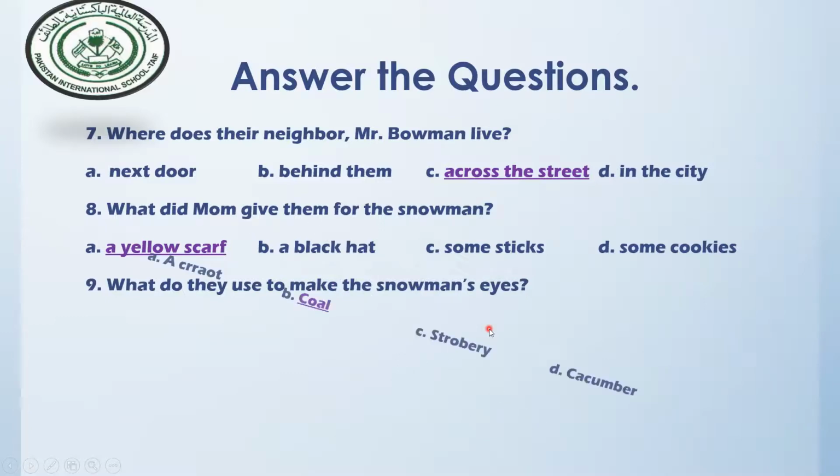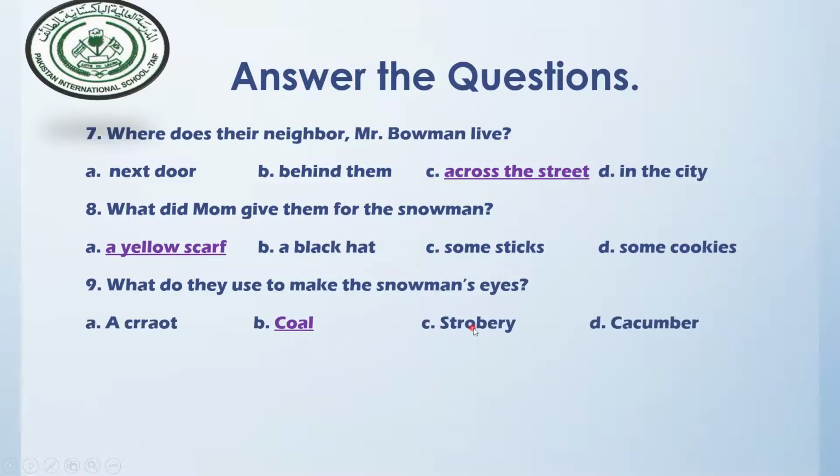Number 9, what do they use to make the snowman's eyes? What did they use? Carrot, coal, strawberry, cucumber. So I think they used coal to make the snowman's eyes, because eyes are black. Coal is black. So they use coal to make the eyes. So we have done 9 questions. Now we are moving towards the last one, and that is number 10.